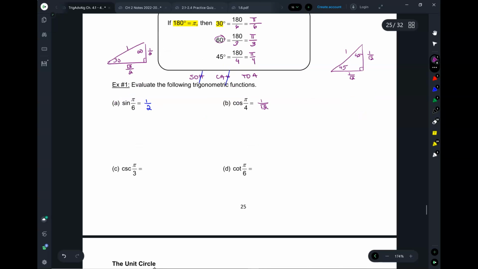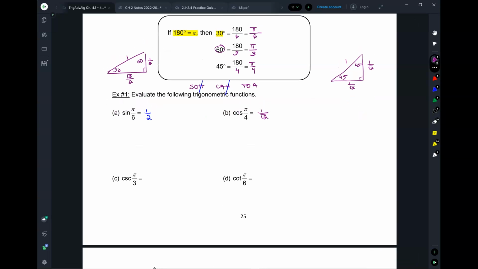Okay? Now, cosecant of pi over 3. Pi over 3 is what angle? 60. Okay, cosecant of pi over 3. Cosecant is like the sine, correct? Sine is just opposite now. But if I want cosecant, I have to flip it: 2 over root 3.